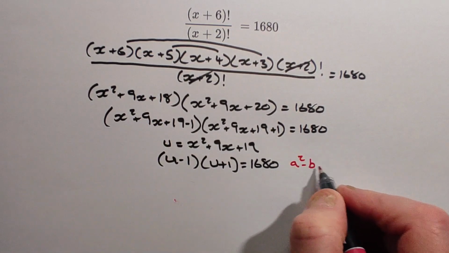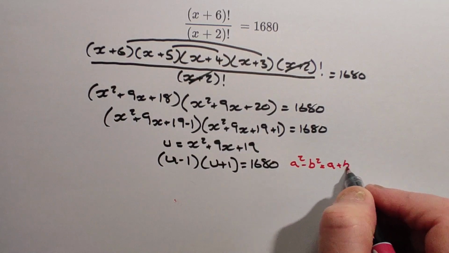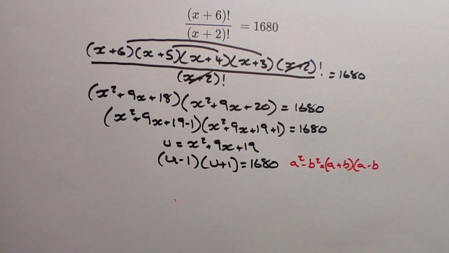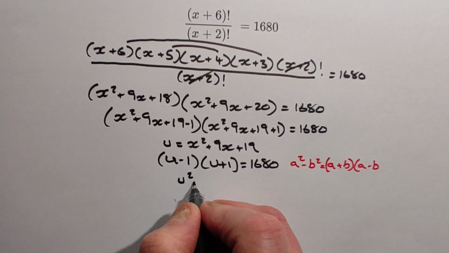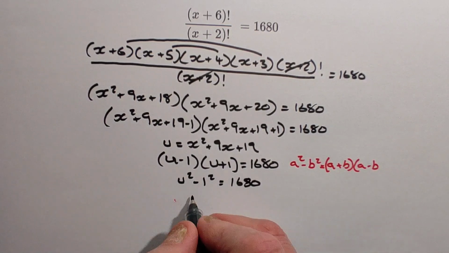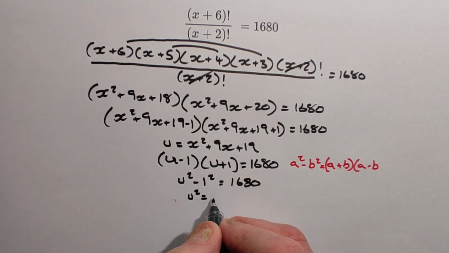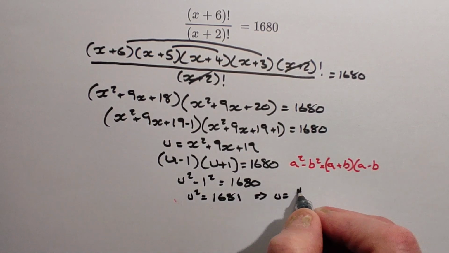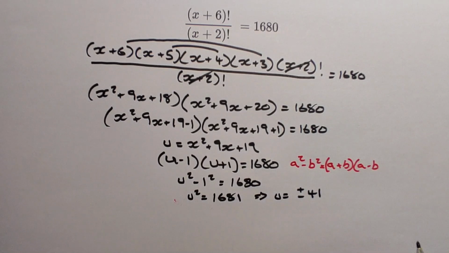Now we know that a squared minus b squared is a minus b into a plus b. So applying this to the u values here, you can see we get u squared minus 1 squared equals 1680. Therefore u squared equals 1681, and u is therefore plus or minus 41.